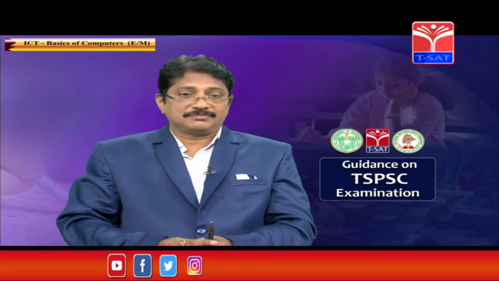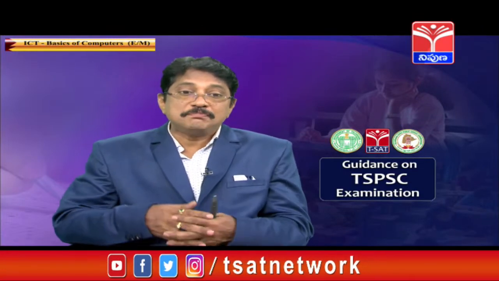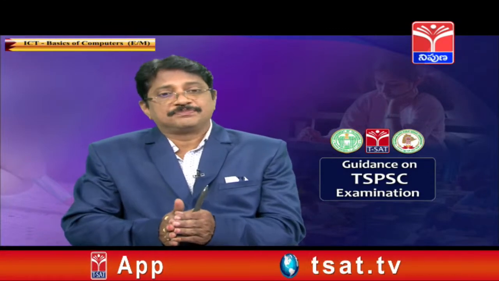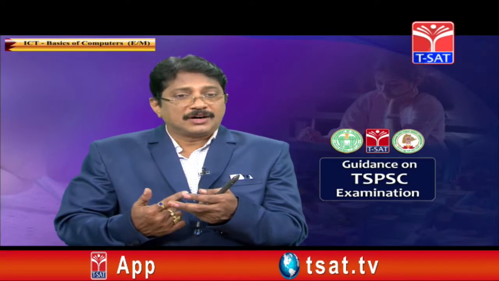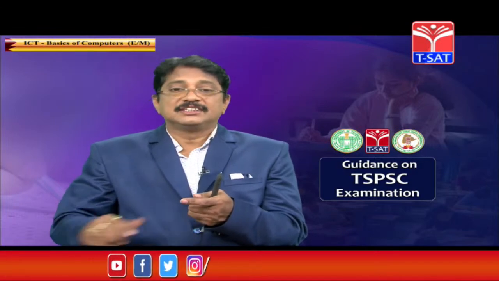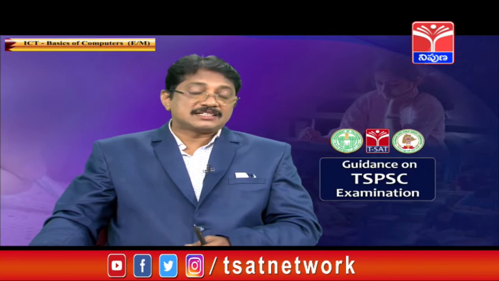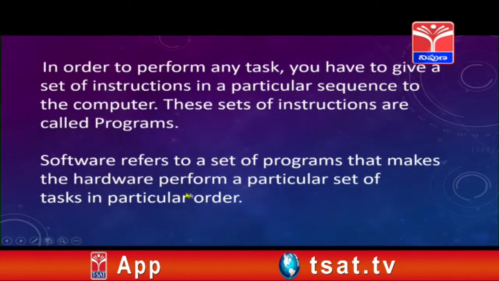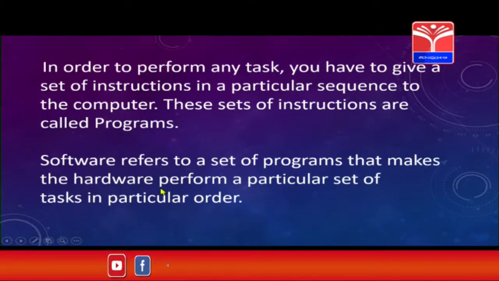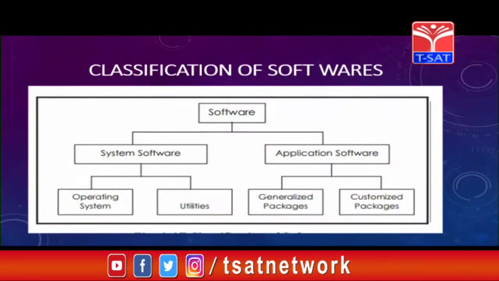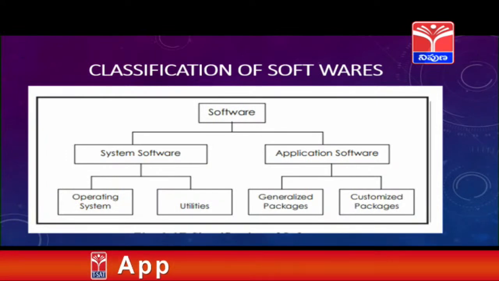And the other one is software. Software refers to a set of programs that makes the hardware perform a particular set of tasks in a particular order. Clear? So we are using hardware, software and a program. Here, what is a program? A set of instructions is called a program, and software refers to a set of programs that makes the hardware perform a particular set of tasks in a particular order. Okay, do you understand the relation between hardware, software and program? Clear?